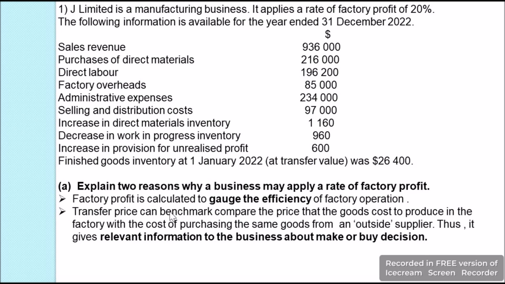Apart from that, we transfer the products manufactured in our manufacturing unit to the retail unit at a transfer price, and this transfer price is the cost of manufacturing the product plus the factory profit, and this acts as a benchmark. Now that we have a benchmark, we will know whether we should make the product in our manufacturing unit or buy it externally, which is more beneficial or cheaper. So this gives relevant information to the management when they want to decide whether the product should be made in-house or bought from external sources.